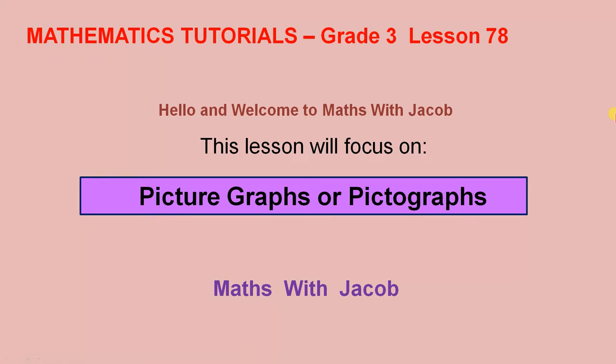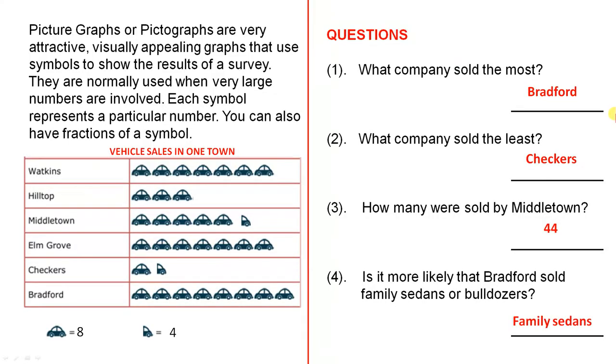This lesson will focus on pictographs or pictographs. Pictographs or pictographs are very attractive, visually appealing graphs that use symbols to show the results of a survey. They are normally used when very large numbers are involved. Each symbol represents a particular number. You can also have fractions of a symbol.